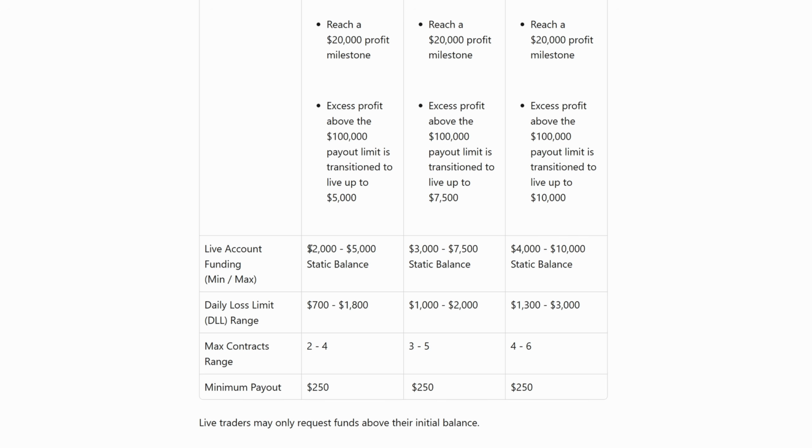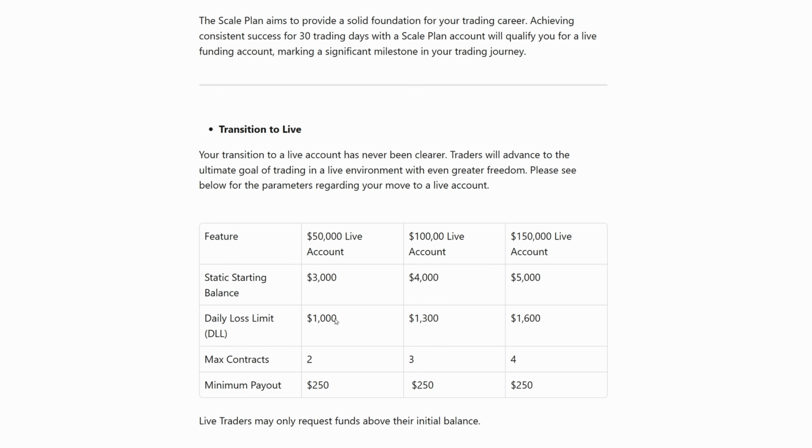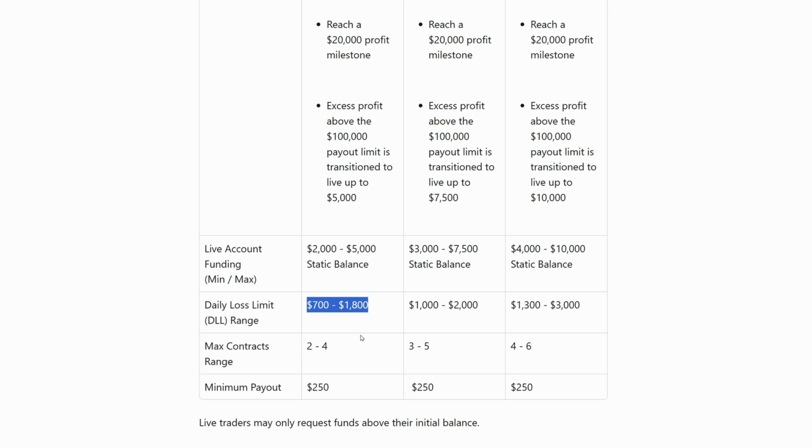And you can see when they move you to a live account, depending on how much money you have in your account, they're going to start off your live account anywhere from $2,000 to $5,000, but your daily loss limit can range from $700 to $1,800. If you guys remember the core plan, they had a daily loss limit of $900. In the scaling plan, when they moved you to live, you had a daily loss limit of $1,000. Now, your max contracts, you can trade between 2 and 4 contracts. And again, there is no scaling plan. So if you like to DCA, this is probably not going to be the account for you that you want to trade in the live accounts.